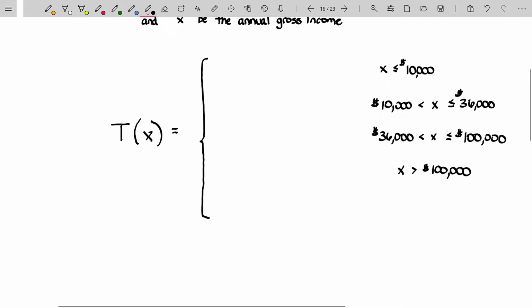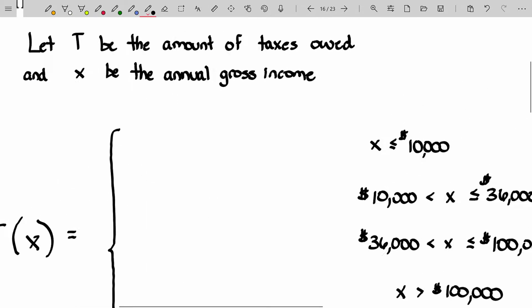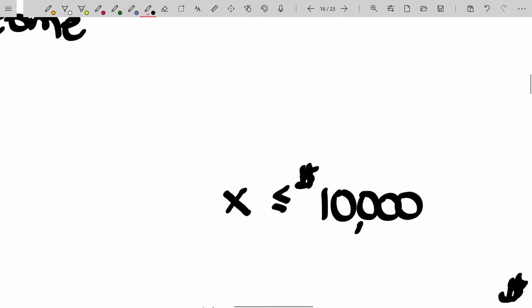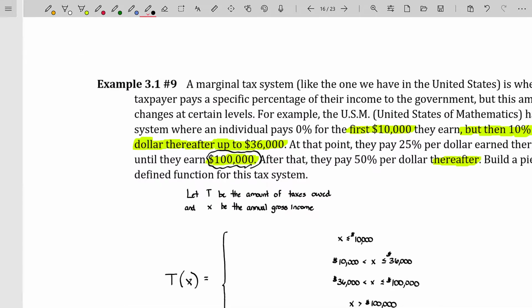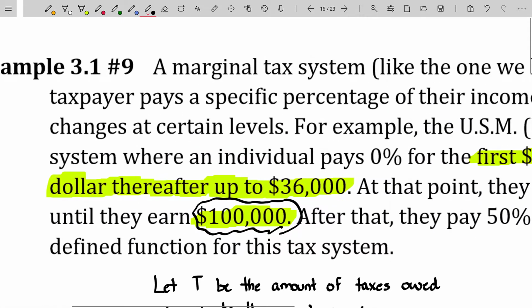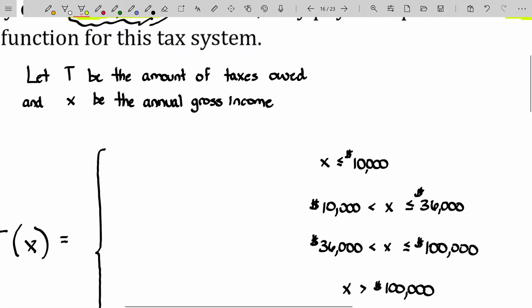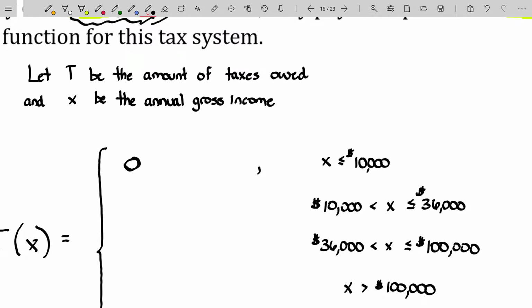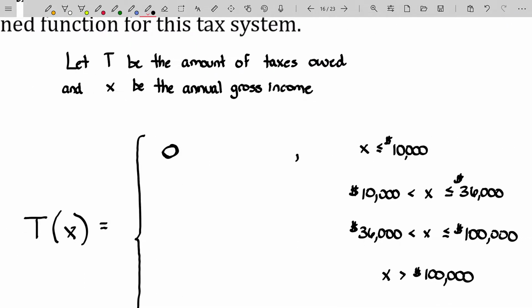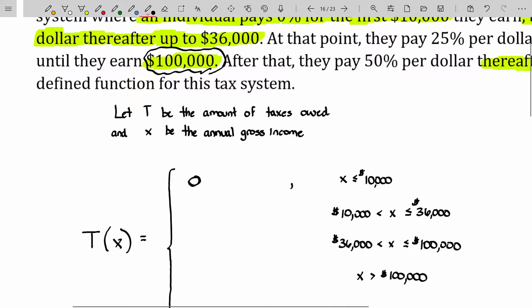So how much tax do you owe if you earn less than $10,000 or less than or equal to $10,000? Well, in this system, an individual pays 0% for the first $10,000. So let's just write that down. Often you'll see a comma separating those things. So the amount you owe in taxes, if you earn less than or equal to $10,000, is 0. Now let's move on to the next tax bracket.